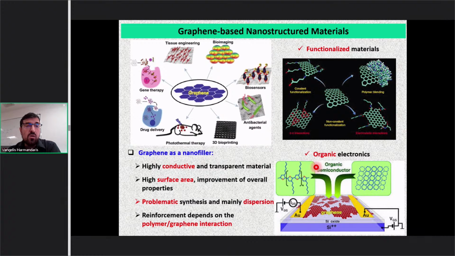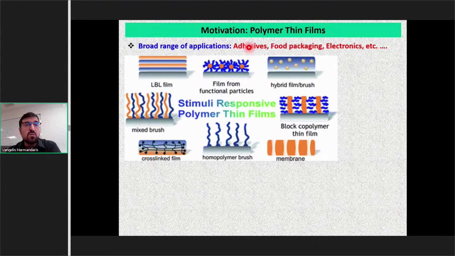All of these types of materials are also related to polymer thin films, as we call them here. Thin films, again, are a family of materials that we use every day, even if we are not really aware of that. For example, in food packaging, adhesives, and electronics. We all have mobile phones, and all of them nowadays consist of very, very thin films of different materials, and in many cases of organic thin films, which are polymer or, let's say, macromolecular structures.